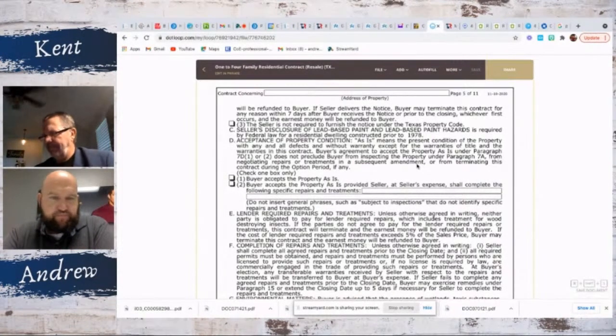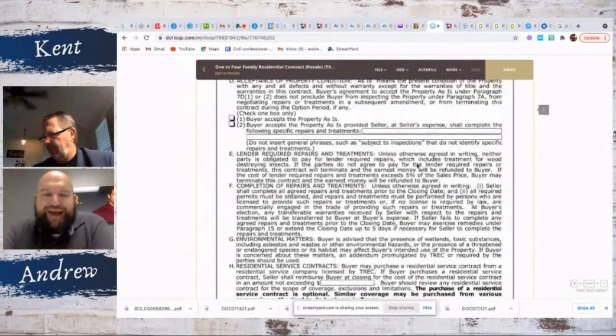Lender required repairs and treatments, unless otherwise agreed in writing: neither party is obligated to pay for lender required repairs, which includes treatment for wood destroying insects. If the parties do not agree to pay for lender required repairs or treatments, this contract will terminate and earnest money will be refunded to buyer. If the cost of lender required repairs and treatments exceeds 5% of the sales price, buyer may terminate this contract and earnest money will be refunded to buyer.